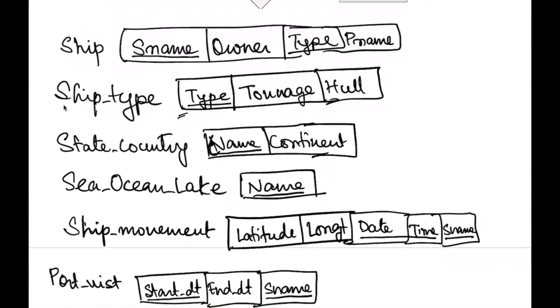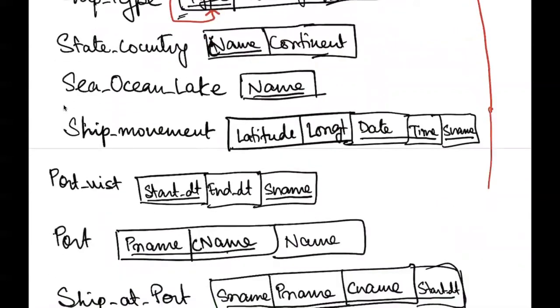Now, another point to be noted is that the primary keys have to be underlined. At the same time, some of these attributes are foreign keys. So from the foreign key, you will have to draw a line referring to the primary key that it is referring to. Like here, type in ship is referring to ship type in ship type. So we have to draw a line. Here, P name is referring to the port name. It might look a little messy, but don't worry, you'll be able to do this.